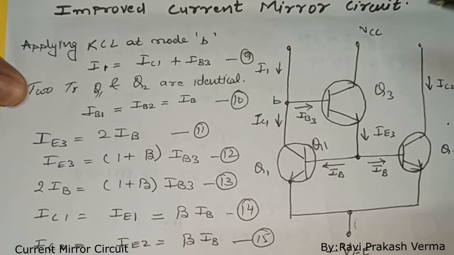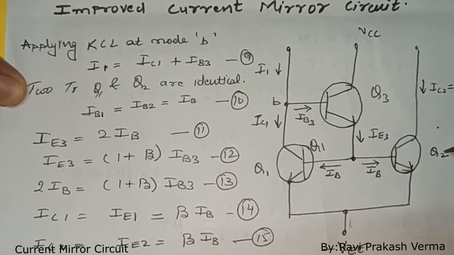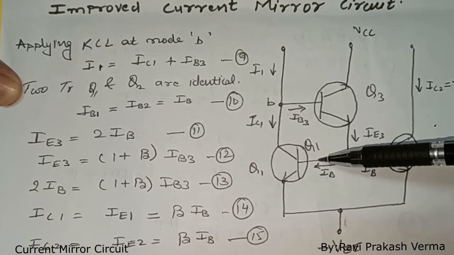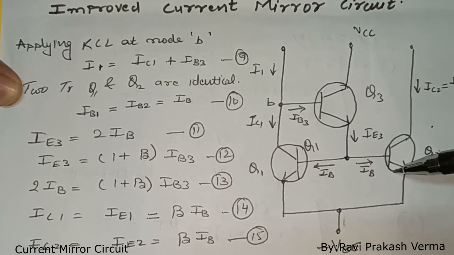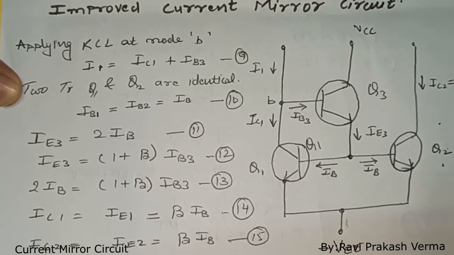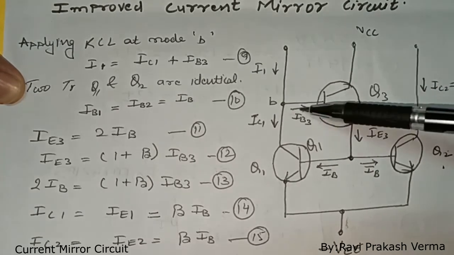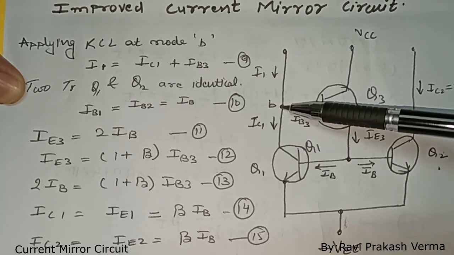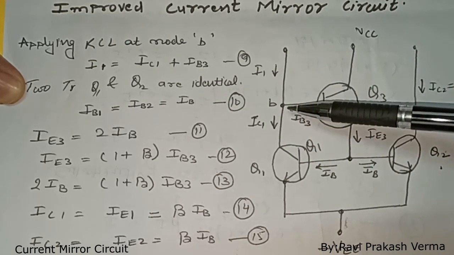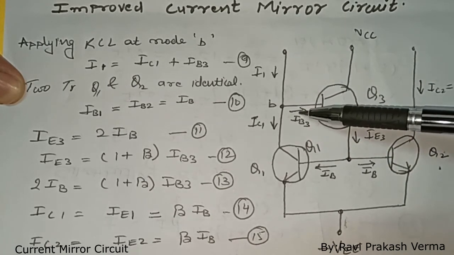In this improved current mirror circuit, transistors Q1 and Q2 are matched with each other. This means the base current IB for the Q1 transistor is equal to the base current for the Q2 transistor. First of all, we are applying KCL at node B. KCL means Kirchhoff's current law: the current entering a node is equal to the current leaving. From this, we can write I1 equals IC1 plus IB3.